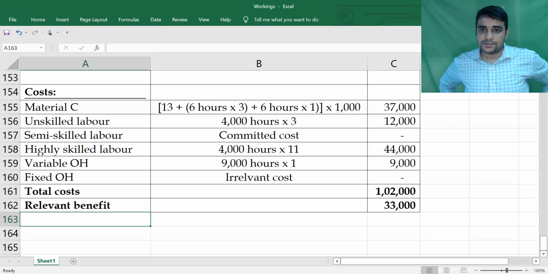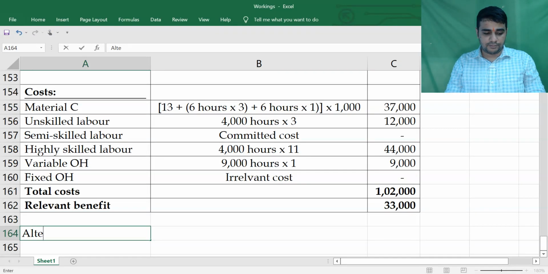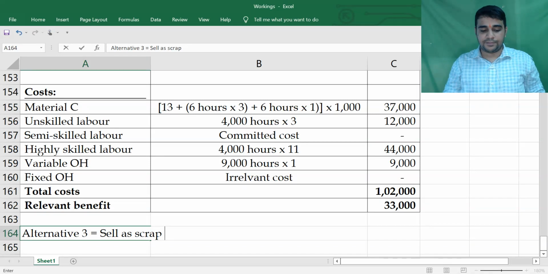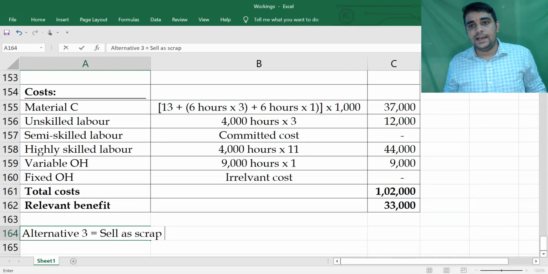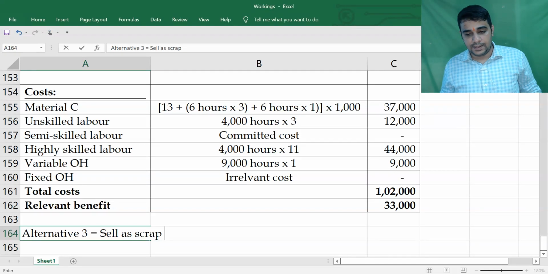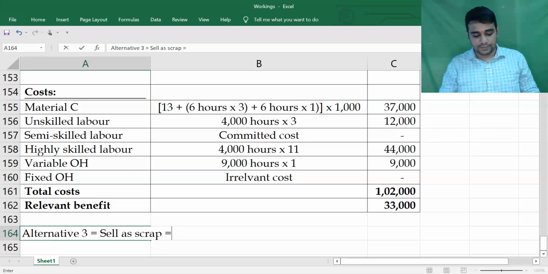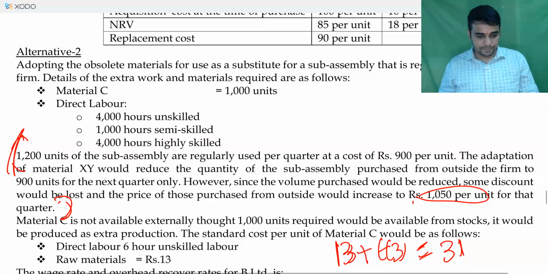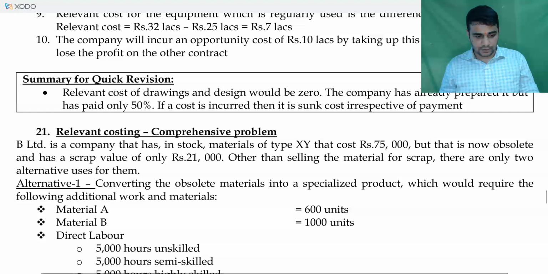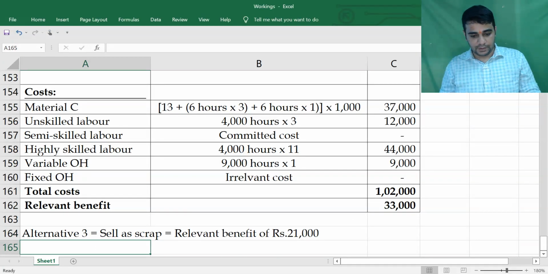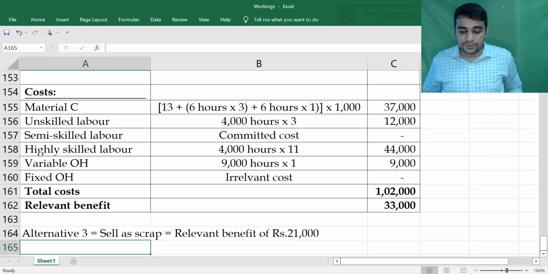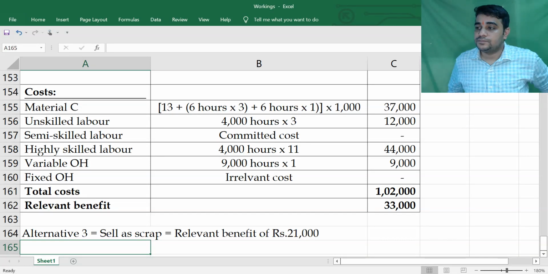Any doubts on this? Third alternative is sell as scrap. Alternative 3, sell as scrap. Relevant benefit of 21,000. Okay.